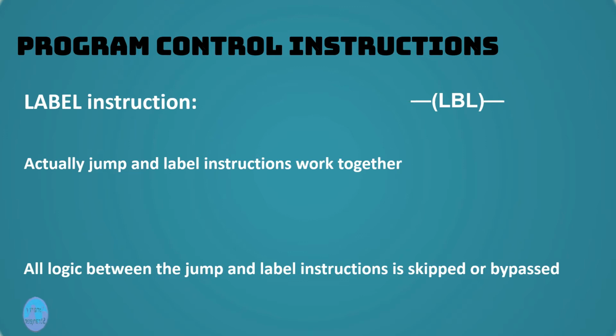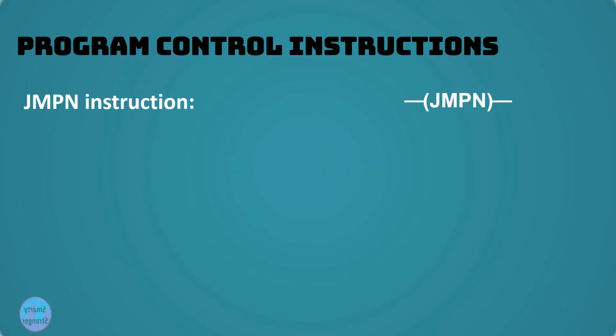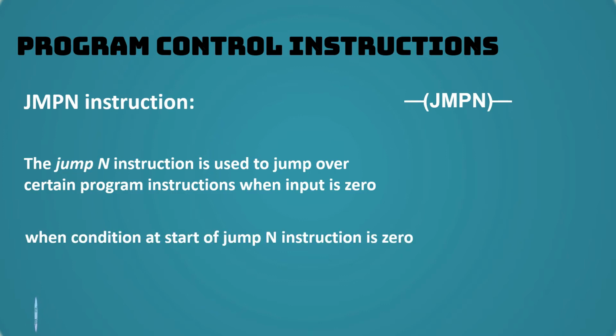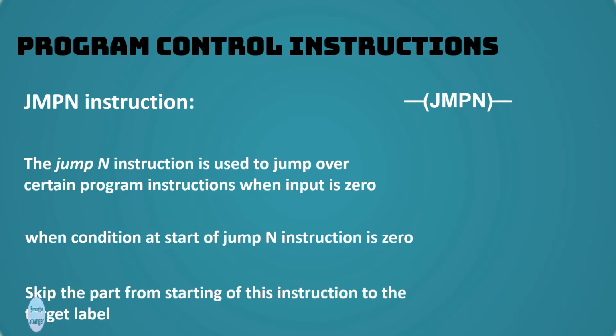The fourth family member is the Jump N instruction, JMPN. The jump N instruction is used to jump over certain program instructions when the input is 0. The working concept of this instruction is the same as the jump instruction. It means when the condition at the start of the jump N instruction is 0, it skips the part from the start of this instruction to the target label.